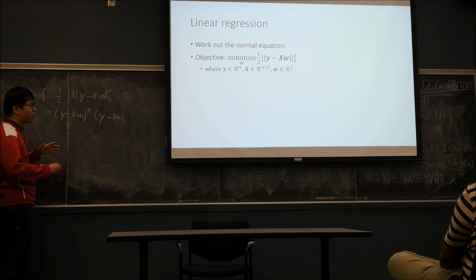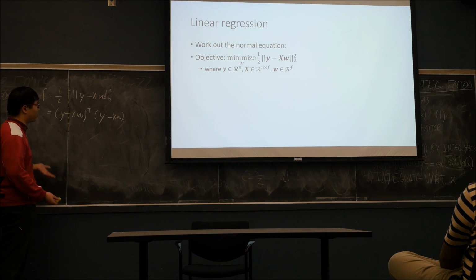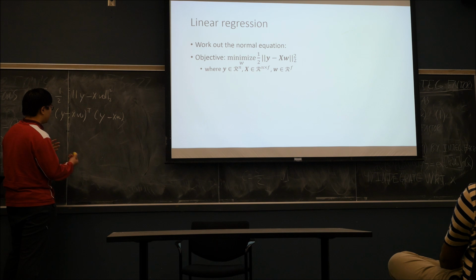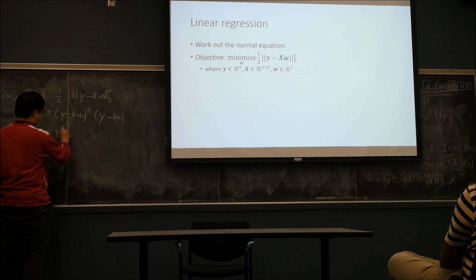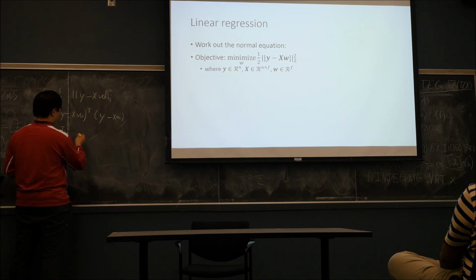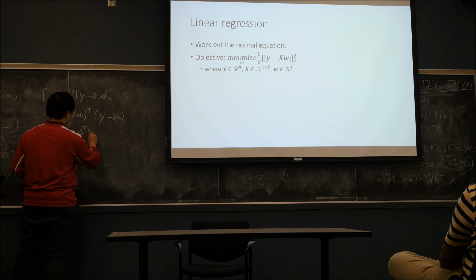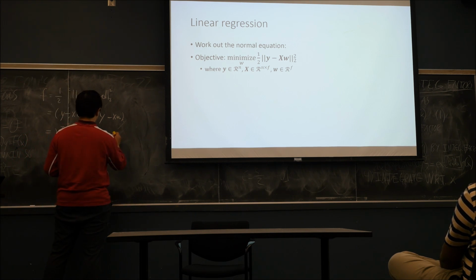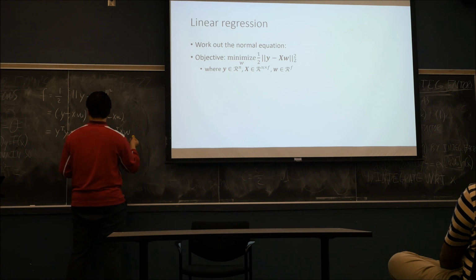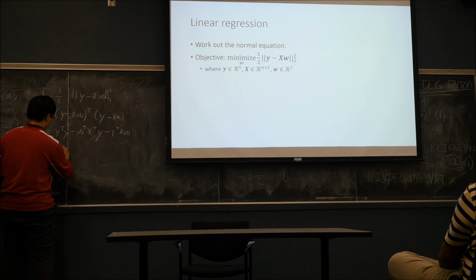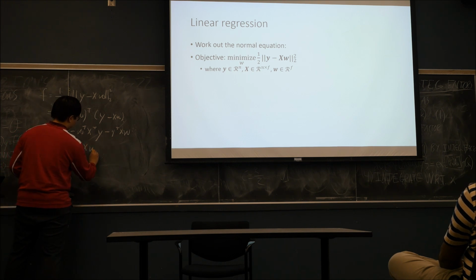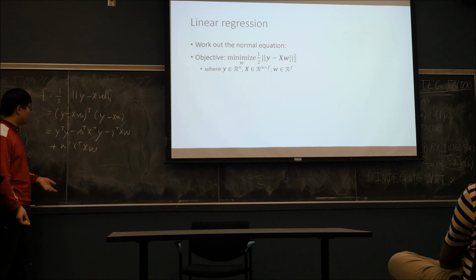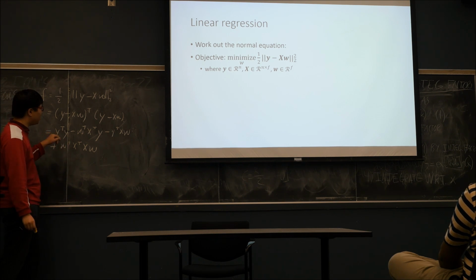Just try to check whether your dimensions agree with each other when you do the derivation. The next thing is you're going to expand it. So it's y transpose y, minus w transpose X transpose y, and then minus y transpose Xw, and then plus w transpose X transpose Xw. Just check that again. Y transpose y is a scalar: 1 times n times 1, so it ends up 1 times 1.